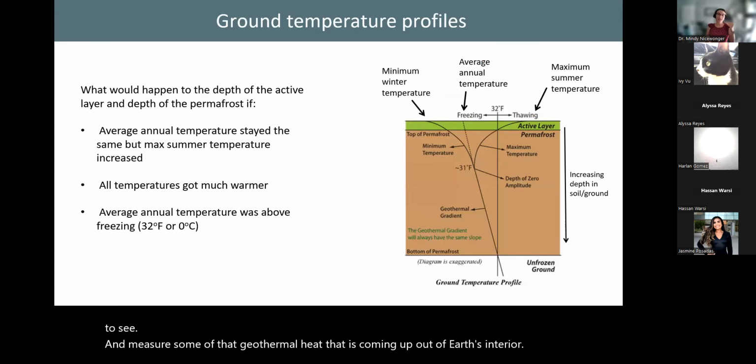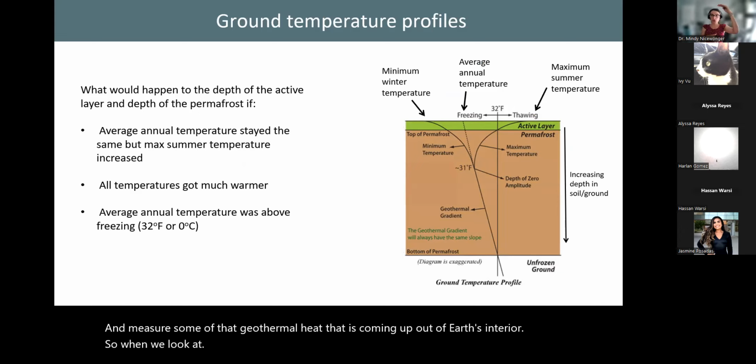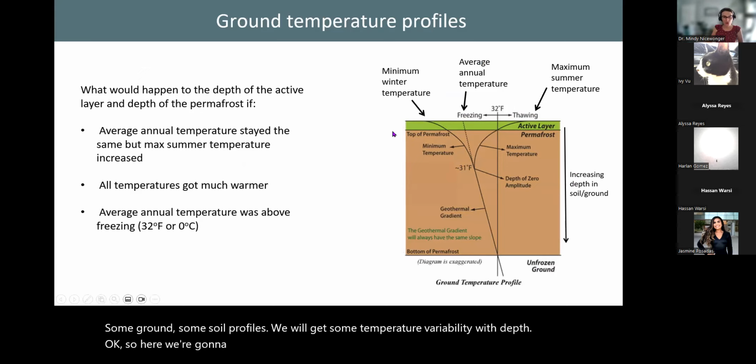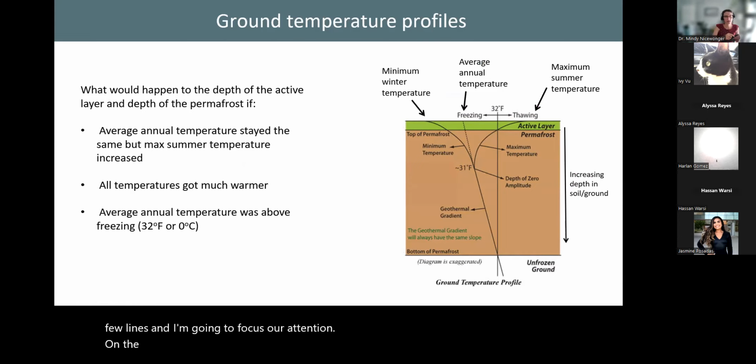So when we look at some ground, some soil profiles, we will get some temperature variability with depth. Okay, so here we're going to look at this ground temperature profile on the right, which shows a few lines. And I'm going to focus our attention on the first line here, which is on the left. Okay, this left line is what we call the minimum winter temperature.